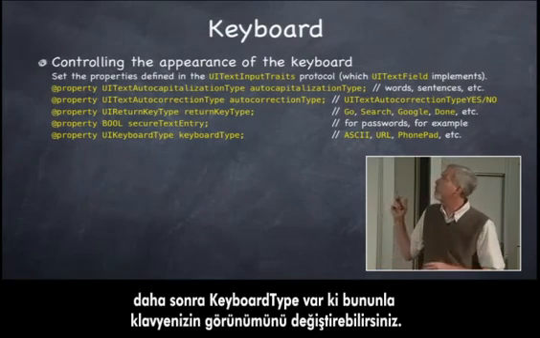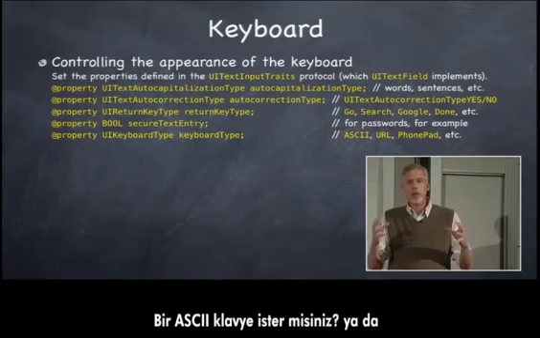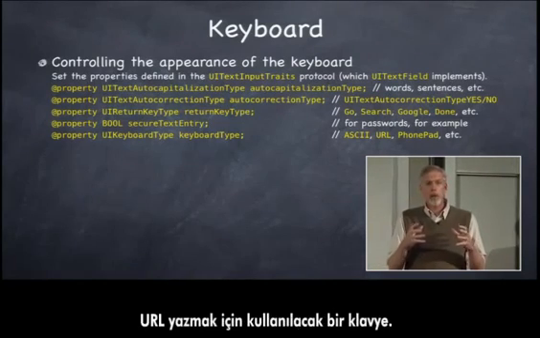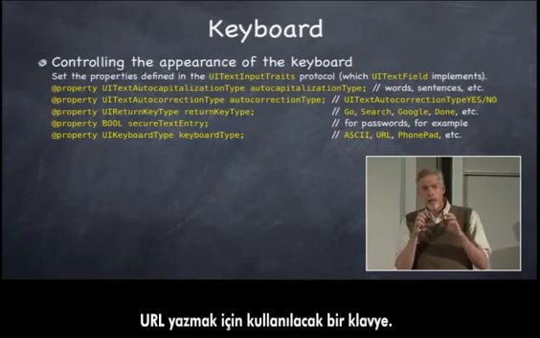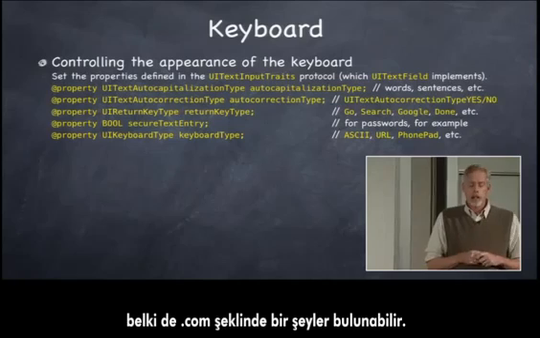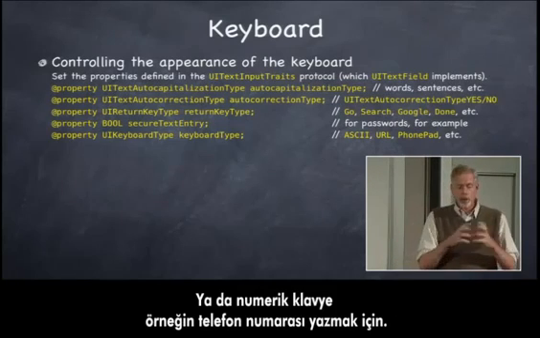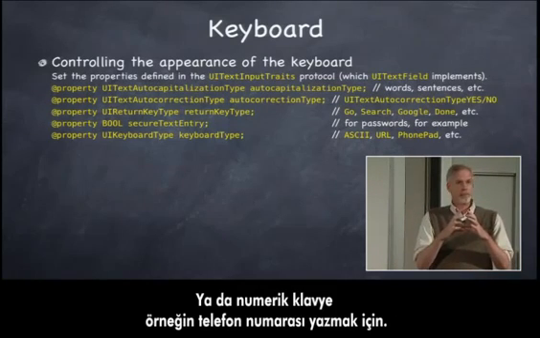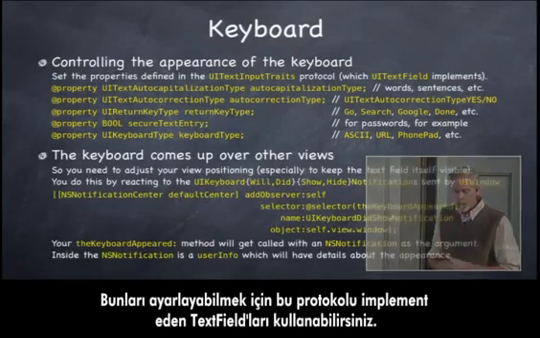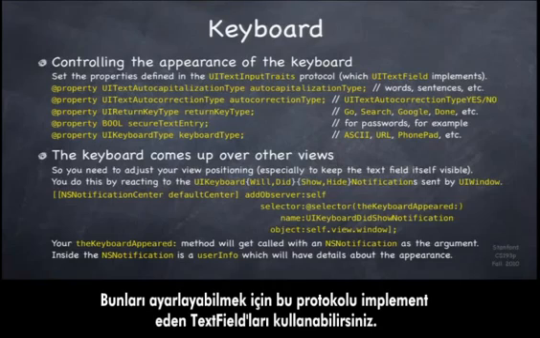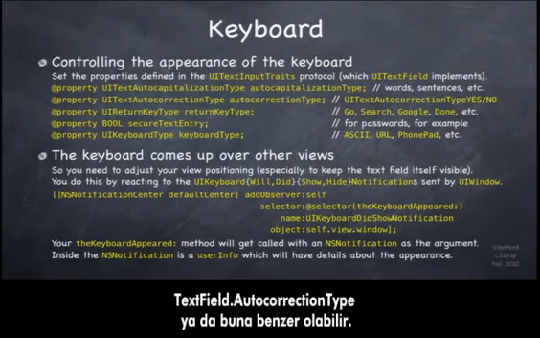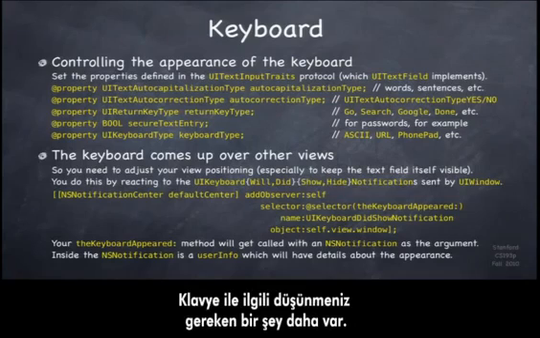And then the keyboard type can control the entire look of the keyboard. So like, do you want an ASCII keyboard? You want a keyboard for typing a URL? So maybe it has a slash on the top level of the keyboard instead of being a shift thing. Might have .com, things like that. Phone pad even, for typing a phone number. Okay, so take a look at those text input traits. You set them by, the text field implements that protocol, so you can set them directly on the text field, right? So textField.autocorrectionType or whatever.